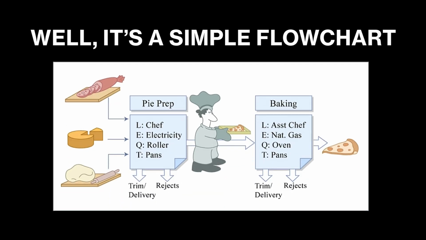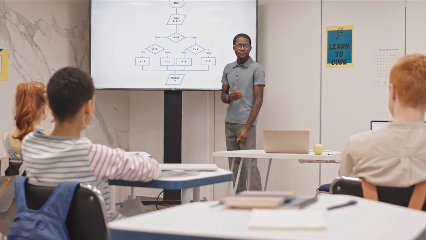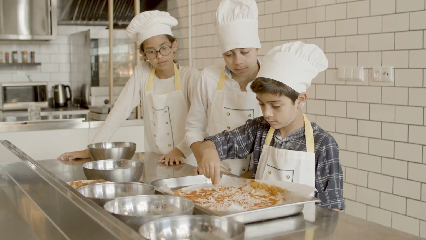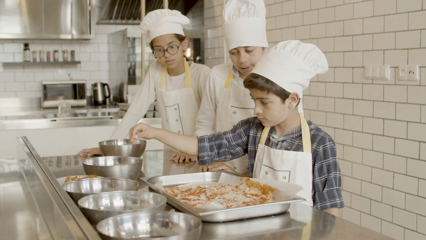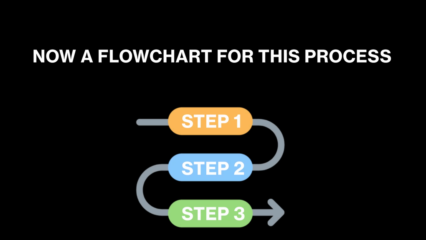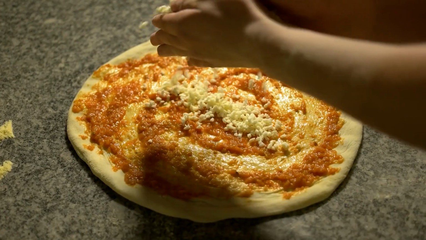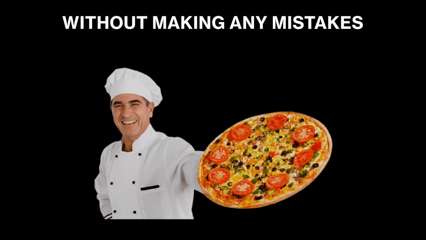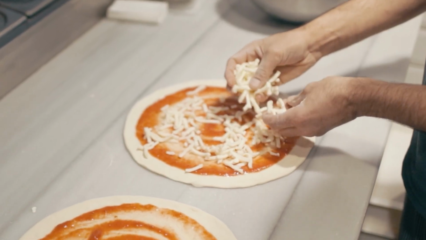So, what is this mystery method? Well, it's a simple flowchart, and it's really easy to execute. Let me explain it to you with our classic zero-defect pizza example. Now, a flowchart for this process would be aimed at making sure that every pizza is made to high standards without making any mistakes or customer issues. This method focuses on preventing errors at each stage to establish consistent quality control.